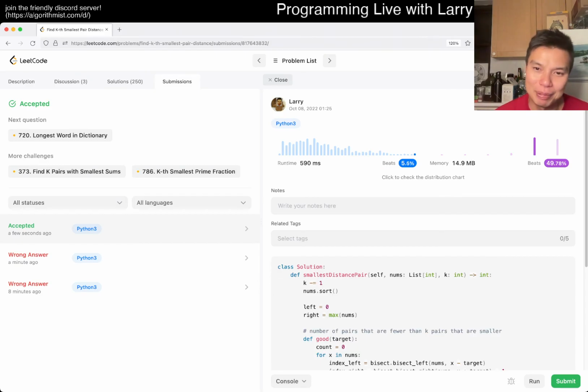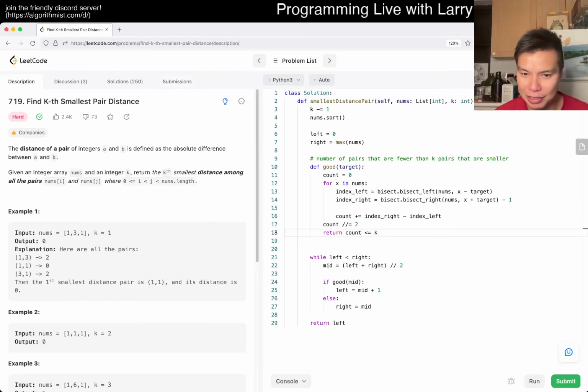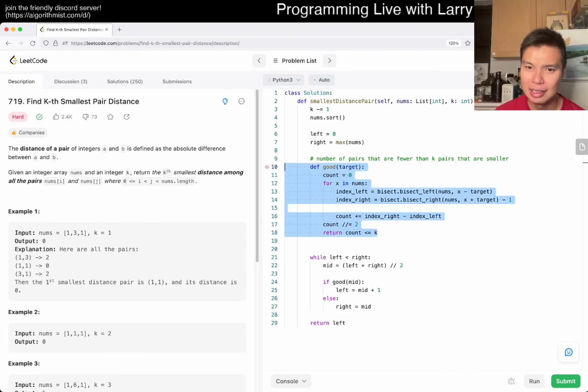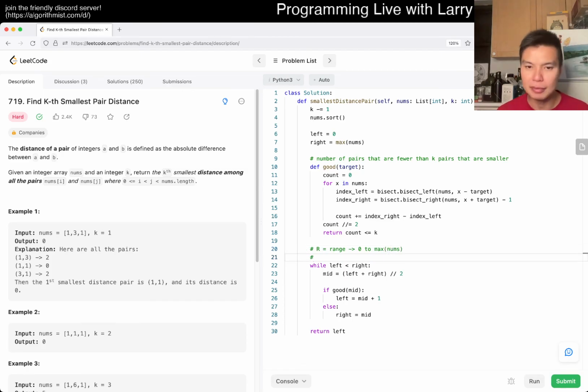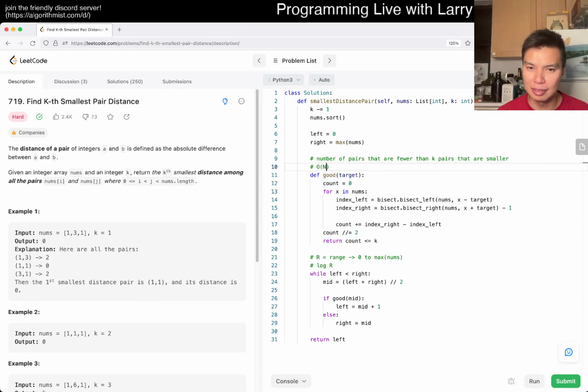Well, I mean, terrible time because, like I said, there are a couple of optimizations that we can do. For example, this is log n or n log n. Let's go with the complexity, right? Let's say r is equal to the range, meaning 0 to max nums. Then log r is the number of iterations. Here, it's going to be n log n the way that we did it, right? So this is n log n.